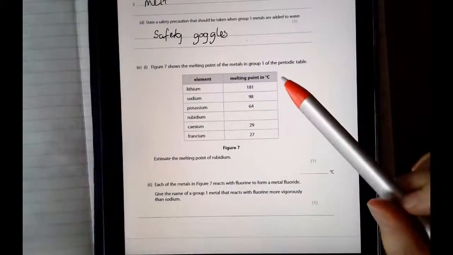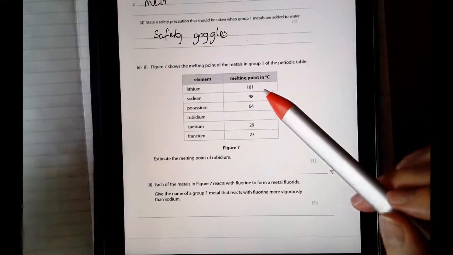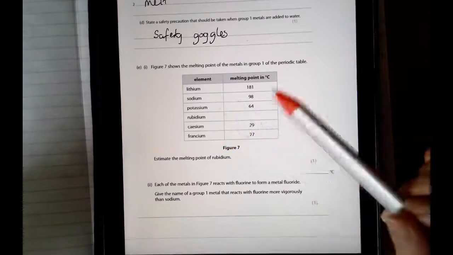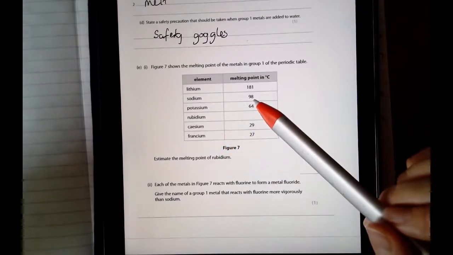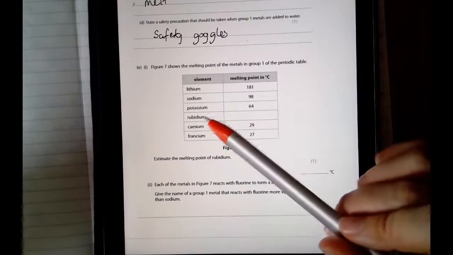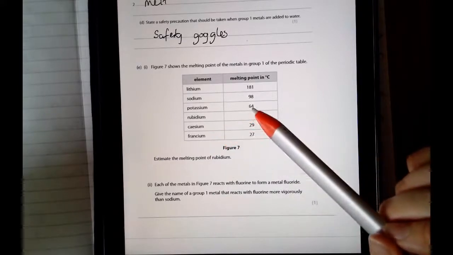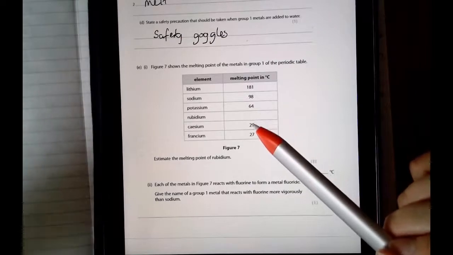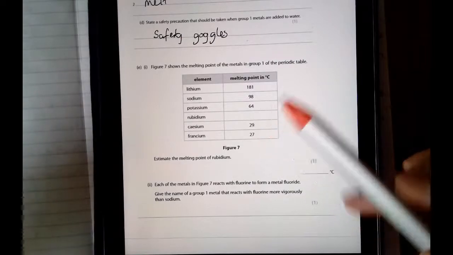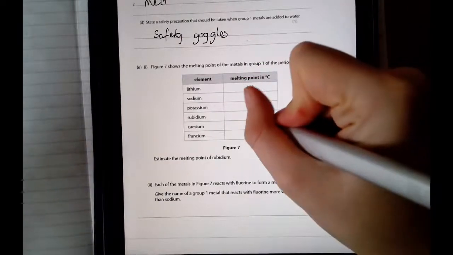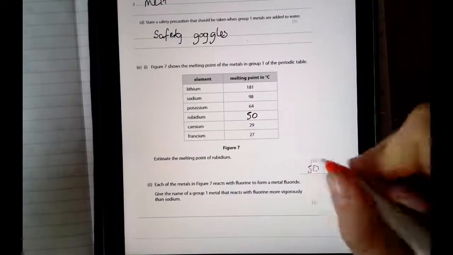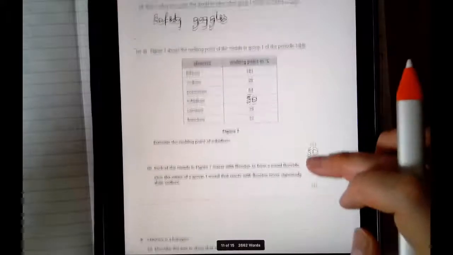Again, you're not expected to know this off by heart, but you're expected to be able to fill in the trend. As you move down the periodic table, down group 1, the melting points are getting lower and lower and lower. So the melting point of rubidium should be lower than potassium, but higher than for cesium. So you just need to pick a number that's higher than 29, but lower than 64. I'm going to pick 50, but any number is going to be acceptable as long as it's higher than 29, lower than 64.